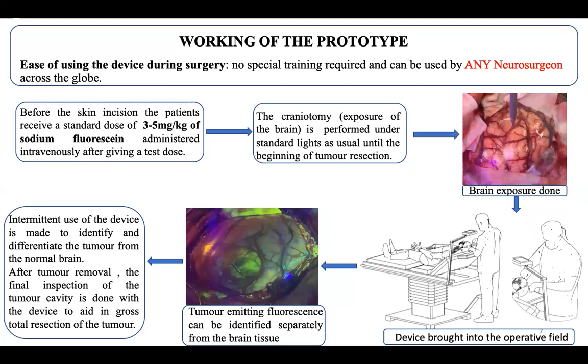The exposure of the brain is performed under standard operation theater light as usual until the beginning of tumor resection. Once the brain exposure is done, the device is brought into the operative field. After turning on the device lights and by seeing through the filter, the tumor emitting fluorescence can be identified separately from the brain tissue. Intermittent use of the device can be made to aid the gross total resection of the tumor.